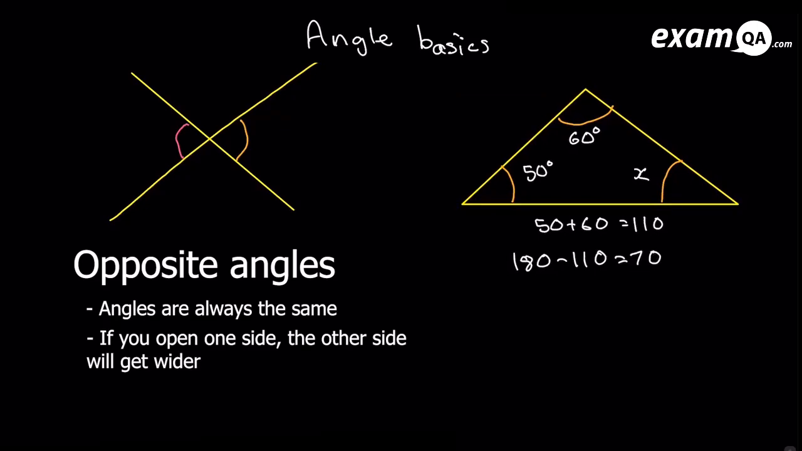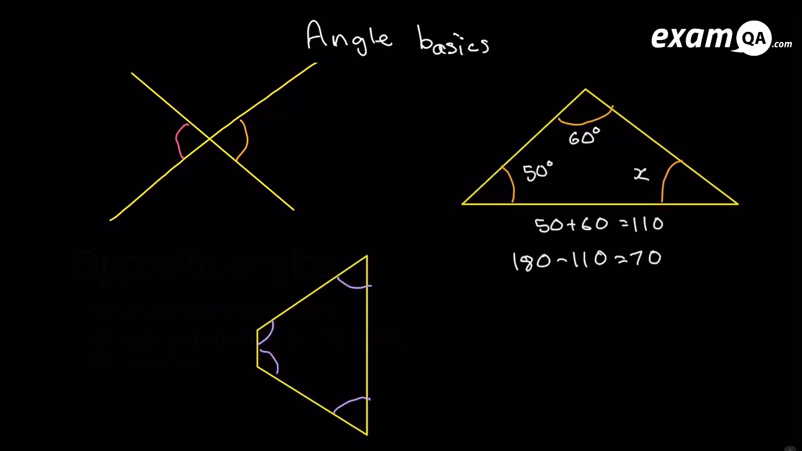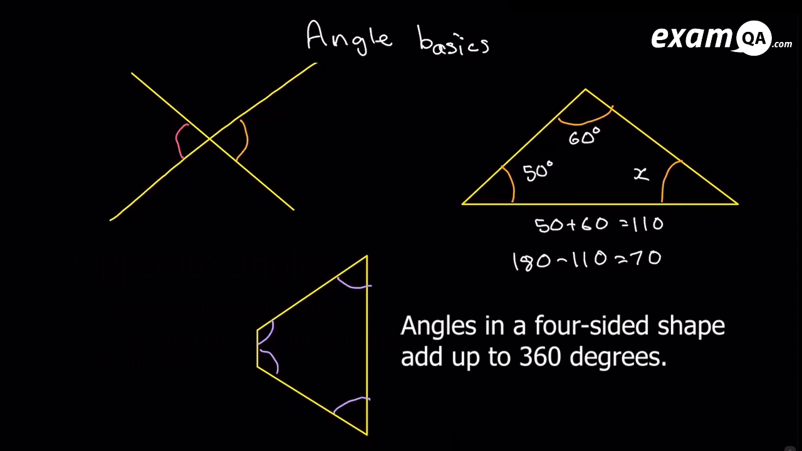And the last one I have here is a quadrilateral. A quadrilateral is any four-sided shape. And the rule for quadrilaterals is the angles always add up to 360. And for these types, if you're looking at a missing angle, you need to know all the other three angles to work it out. Let's look at an example.